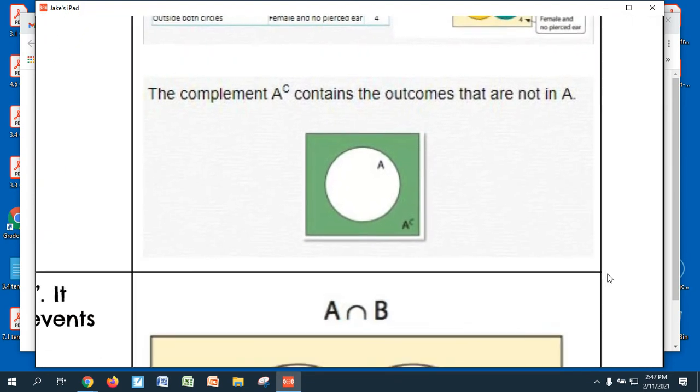All right, and then also complement. We talked about the complement rule last lesson. Same thing applies here. If we're dealing with Venn diagrams, everything that's outside of the circle is called the complement. All right, it's just the opposite. So if event A is being male, the complement would be the probability of someone being not male.